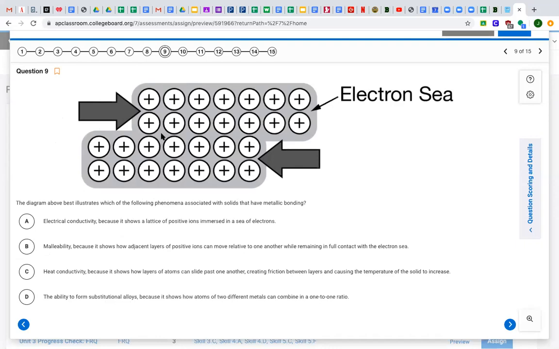It could be B. Yeah, malleability. Good. So the two different layers can move relative to each other without losing their contact with the electron C. These are malleable. Very good. The same thing also happens in ductility when the metal is drawn into a wire. So either answer would have been correct, but we didn't have ductility as an option. We only had malleability. Very good. All right.